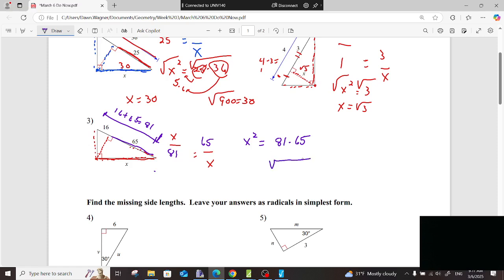Because when I take the square root of this, what's the square root of 81? 9 can come out. But that's 65. There is no perfect square that goes into 65. Because what? How many times? What's 65 divided by 5? 13 or something like that. Yes. So 13 is a prime number. 5 is a prime number. Right. So this is just going to be 9 square root 65. There are no perfect squares that can divide equally into that.